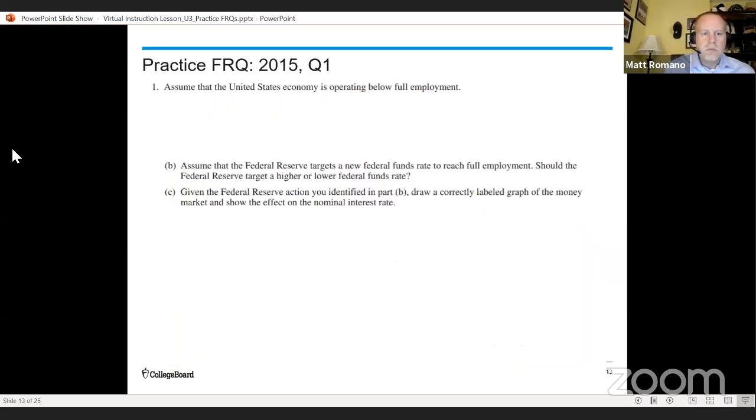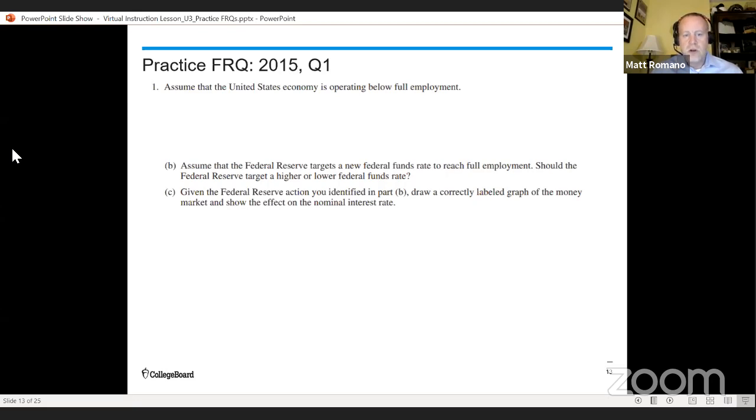Okay, on to parts B and C. These two go together, and again, they're monetary policy, which is not covered in Unit 3, but we're going to talk about them anyway because it helps to see them in the context of the big picture and the question itself. Assume the Federal Reserve targets a new Fed funds rate to reach full employment.